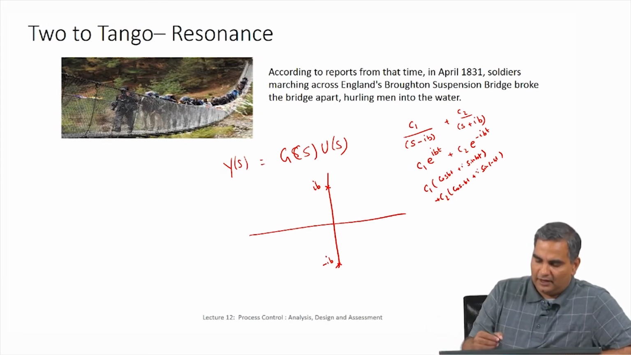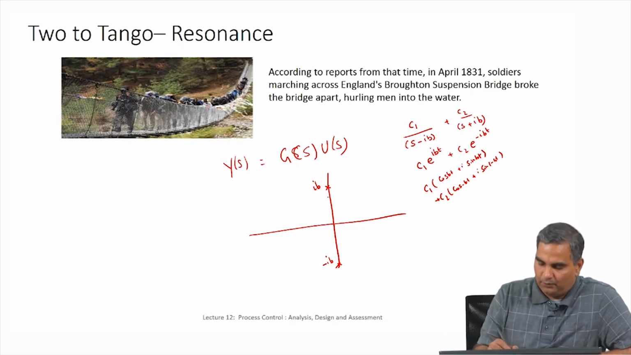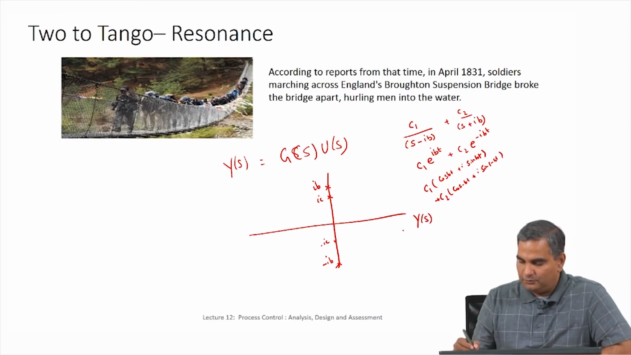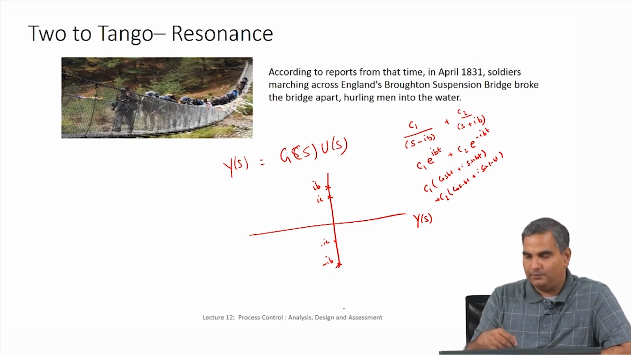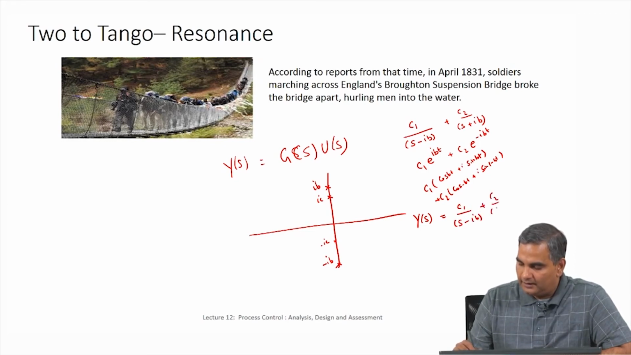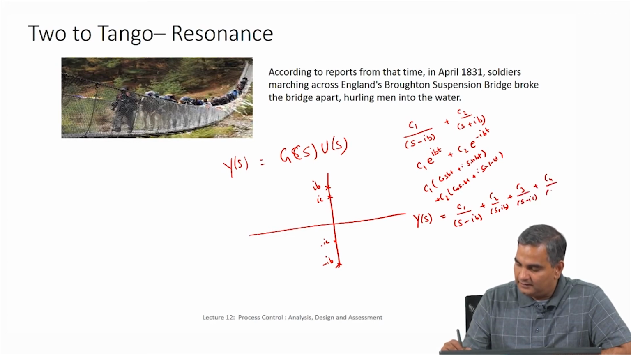Now, imagine you have U(s), which has poles at iC and minus iC. Then when you write Y(s) as G(s) times U(s), all the poles will be collected for Y(s). So, you will have something like C1 by (s minus iB) plus C2 by (s plus iB) plus C3 by (s minus iC) plus C4 by (s plus iC).